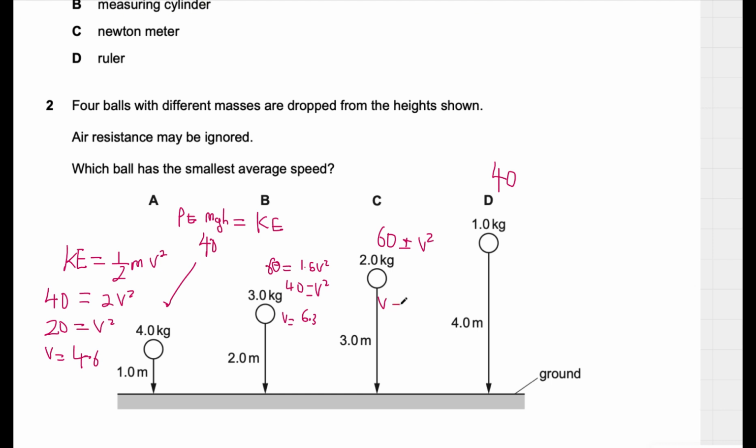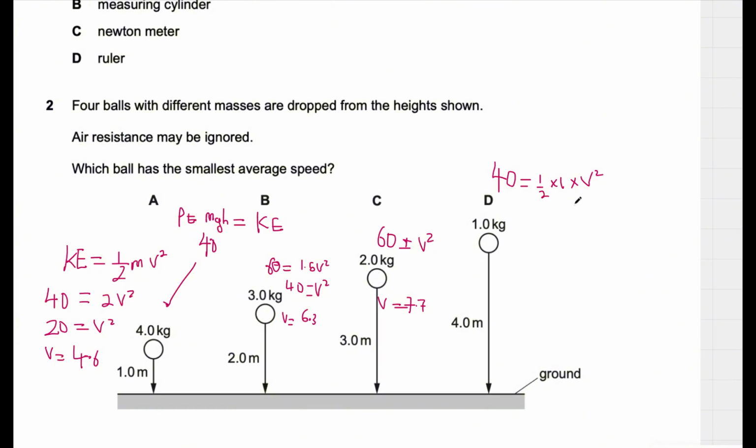Okay? Then for this one, we bring the energy. We say this energy equals half mv squared. Half of the mass. The mass is 1. So half of mass times v squared. Half of 1 times v squared. That's 0.5. Right? Okay, the speed of this one is 7.7 meter per second.